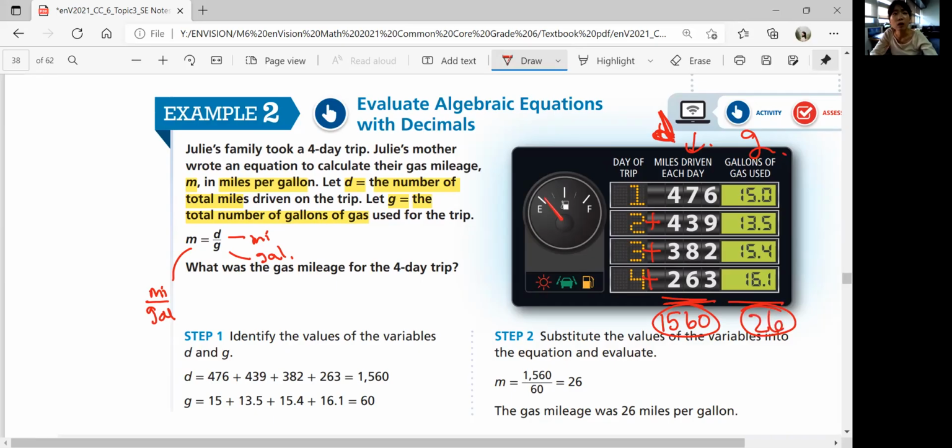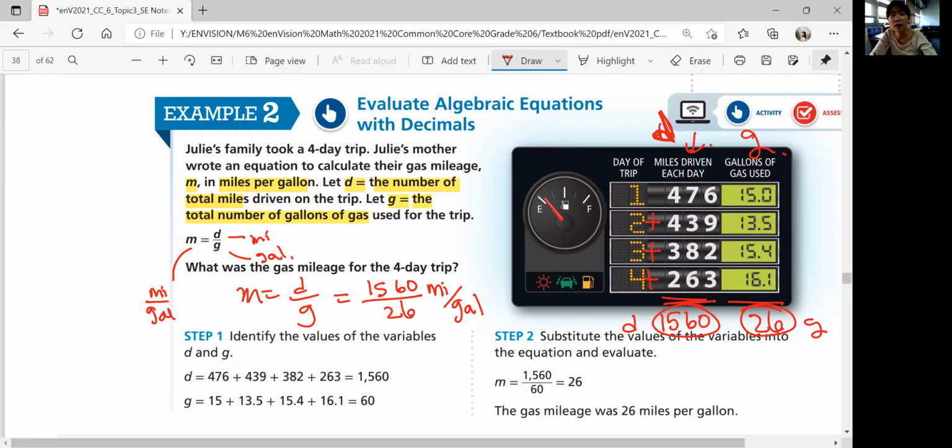So what do you do with those? Substitute into your equation. M is equal to D over G. That's going to be your total D. G is going to be your total gallons, right? So plug it in. 1560 over 26 gallons. Wait, is this gallon? No. Miles per gallon is going to be your mileage.